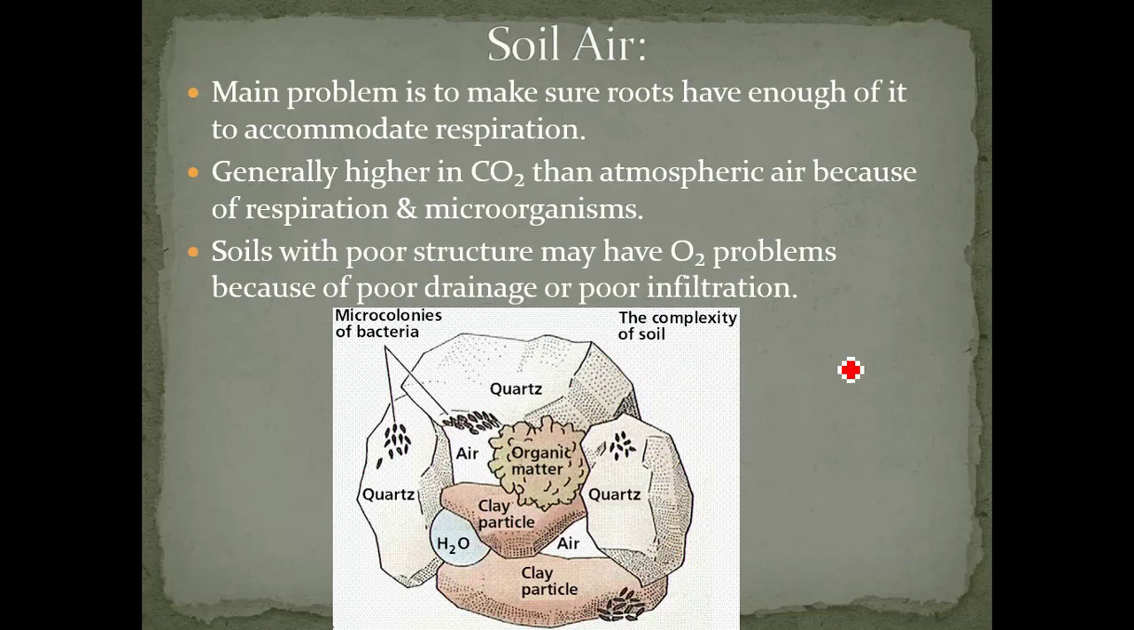Because of that, you generally have a little higher CO2 content in soil air than you do in atmospheric air, because you don't get quite the exchange between the atmosphere and soil air. You've got your microorganisms down there also respiring. The roots and the microorganisms are all creating CO2 in the process. You may have oxygen issues in soils with poor structure. As your soils become compacted, they don't contain as much air. You'll get poor drainage, and poor infiltration of oxygen into those soils.